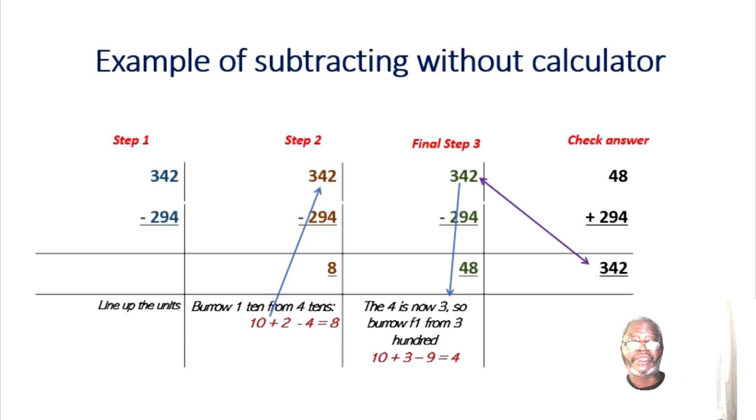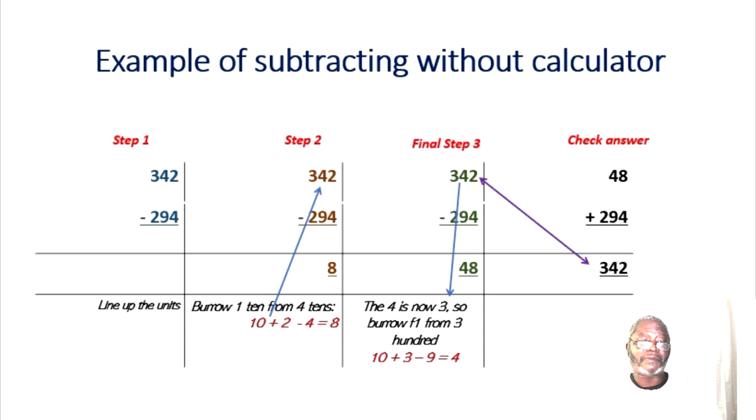So if you go to step 3 now, 3 minus 9, you cannot do it. So you'll have to borrow 1 from the 3 to make your tens column 13. 13 minus 9 is 4. Now you have 2 remaining in your hundreds column, and 2 minus 2 is 0.